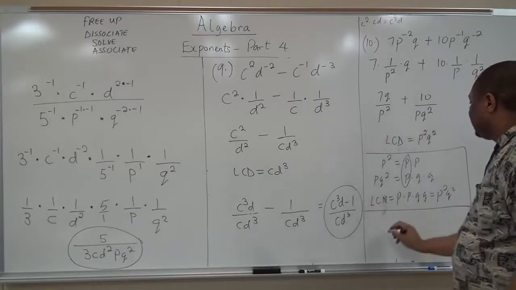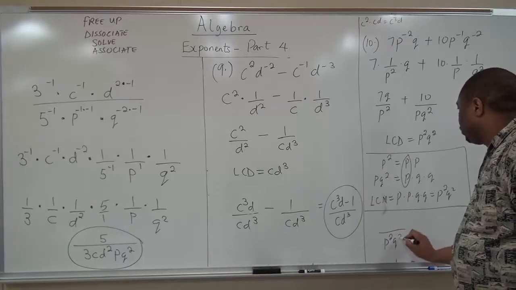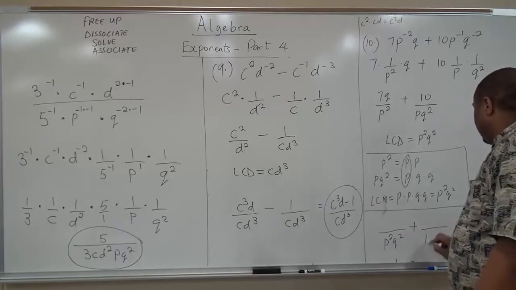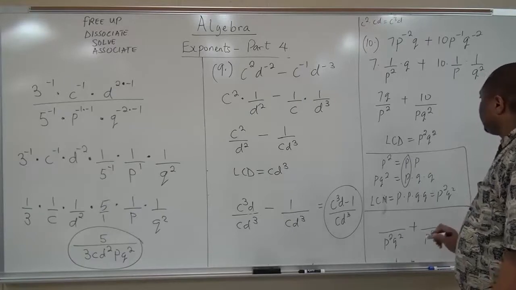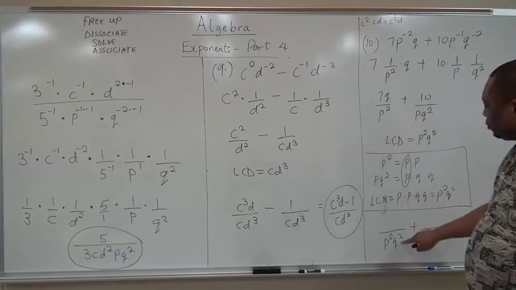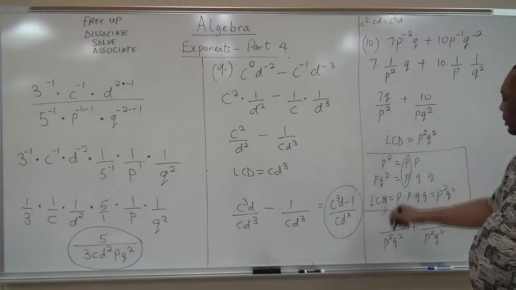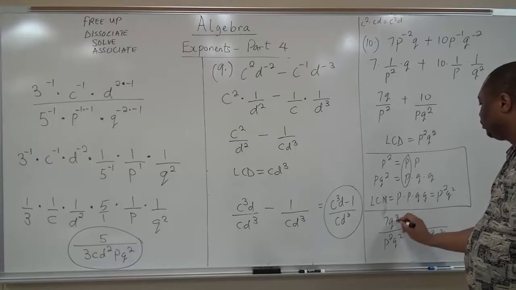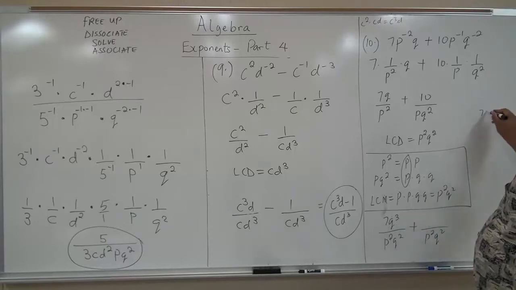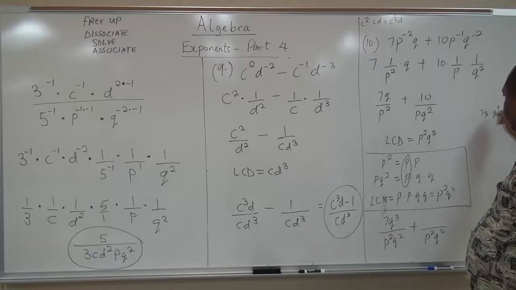So from here, this is over, let's find the equivalent fraction. Over P squared Q squared plus over P squared Q squared. What will you multiply by P squared to give you P squared Q squared? It's Q squared. Multiply it also to the numerator. That will give you 7Q cubed. This is like saying 7Q times Q squared, which is 7Q cubed.